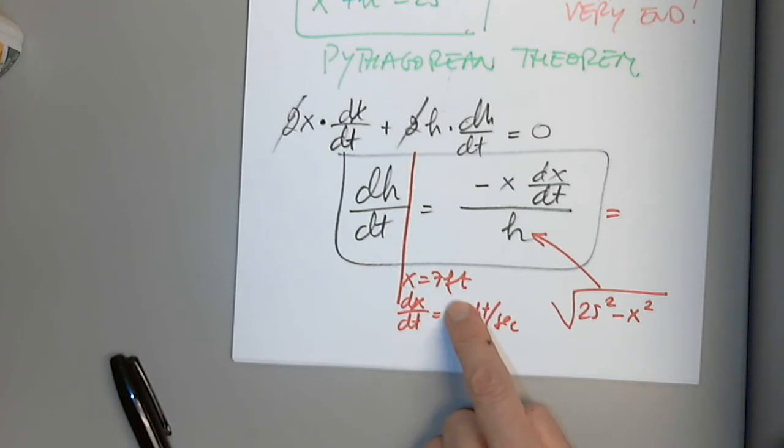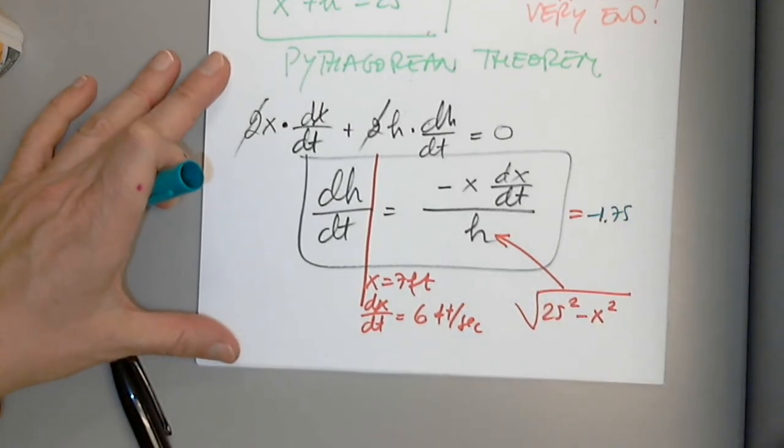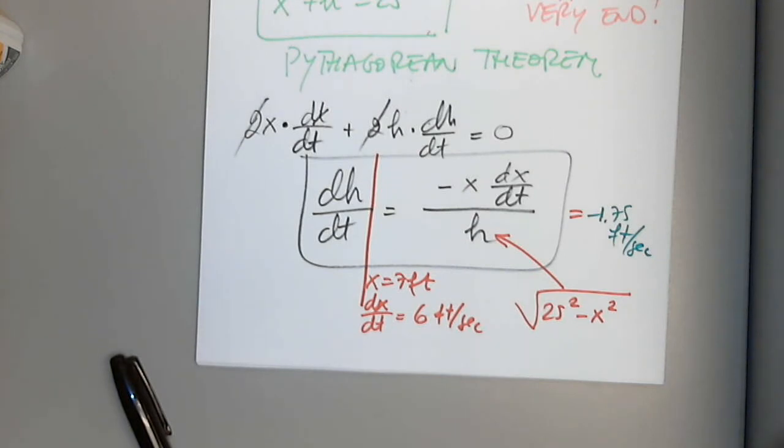Very good. So we got negative 1.75. Measurement unit, please. Feet per second. Because we are determining height. And as we expected, it is indeed negative.